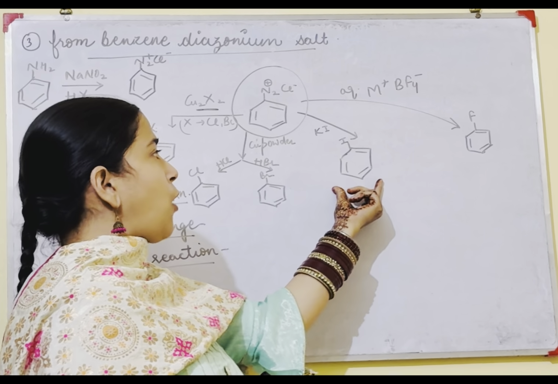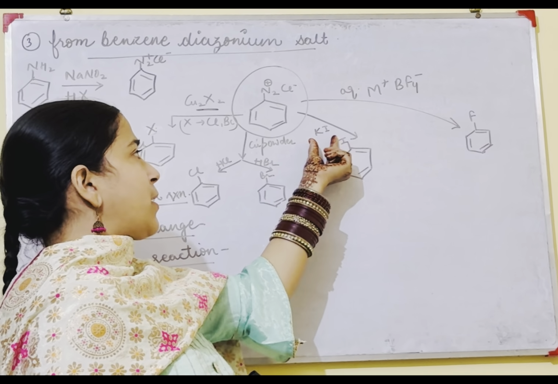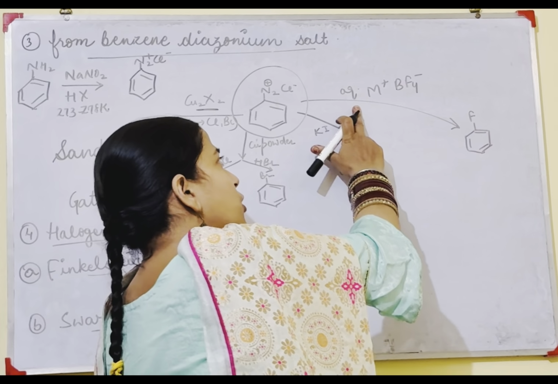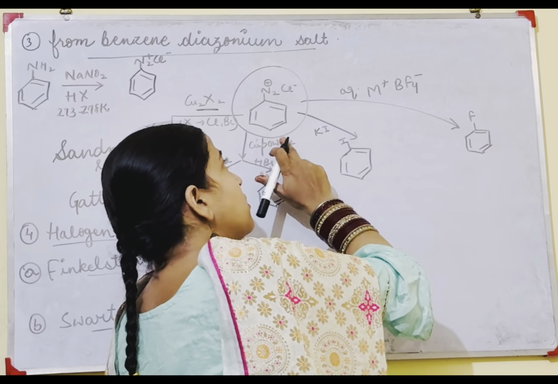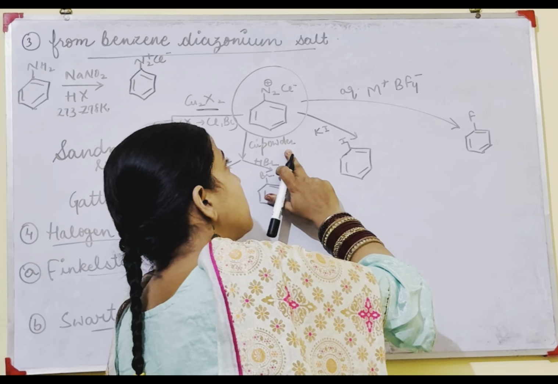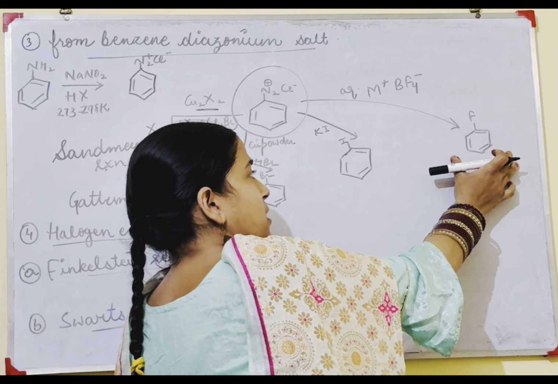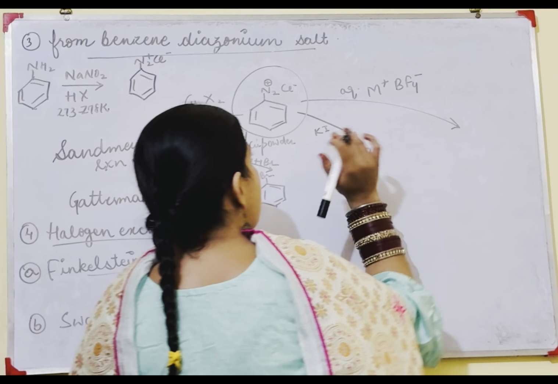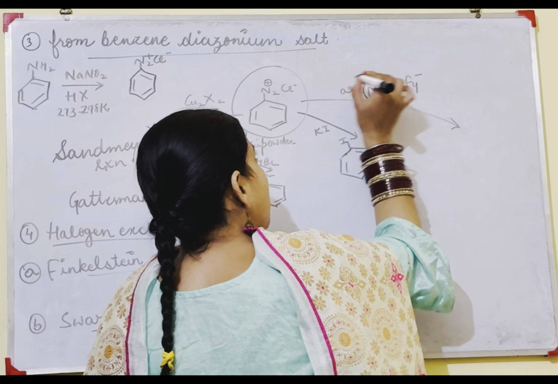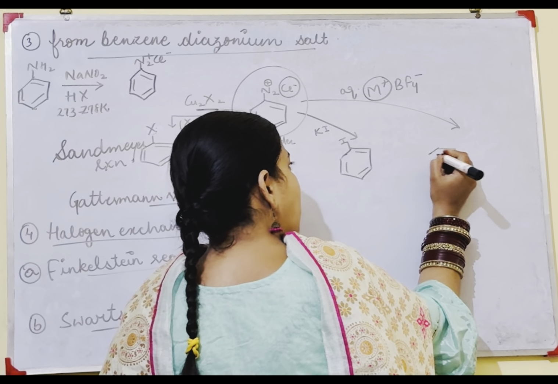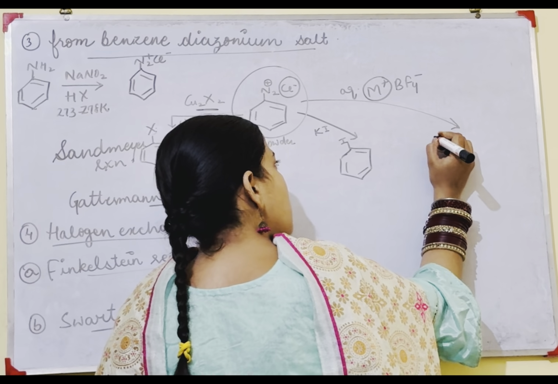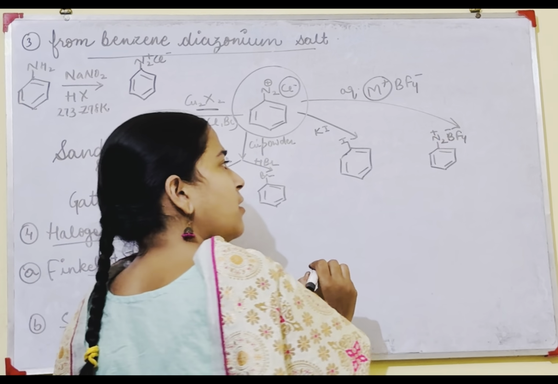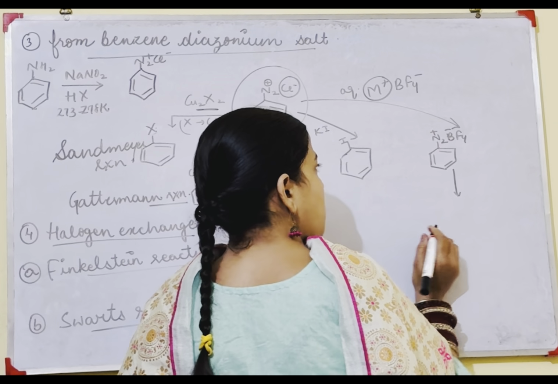Next, if we want to form iodobenzene, we will react potassium iodide with benzene diazonium salt. And lastly, we react an aqueous metal salt with benzene diazonium chloride. It will form fluorobenzene. It will take place in a number of steps. Let us consider it in steps. First, this metal will remove this Cl from here and convert it into N2 positive, BF4 negative.